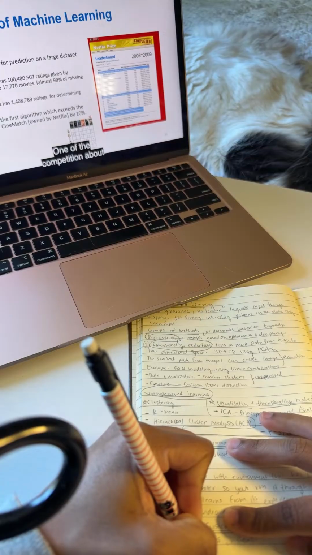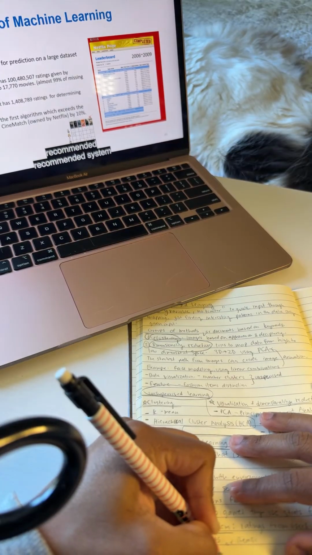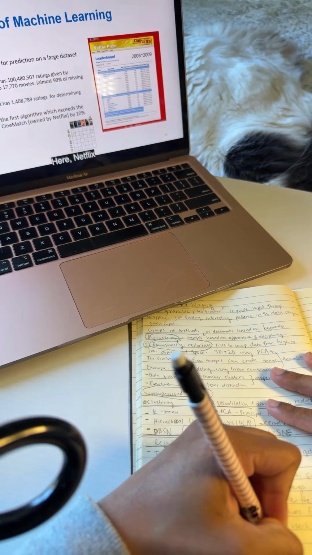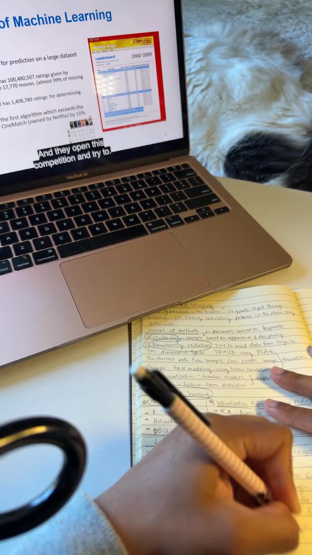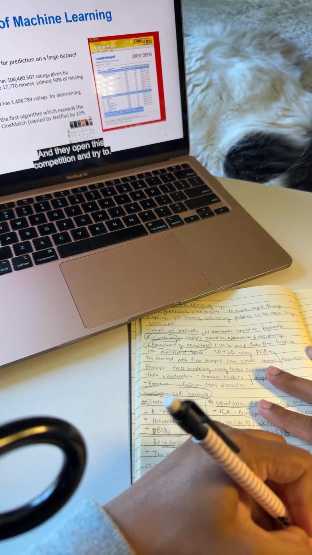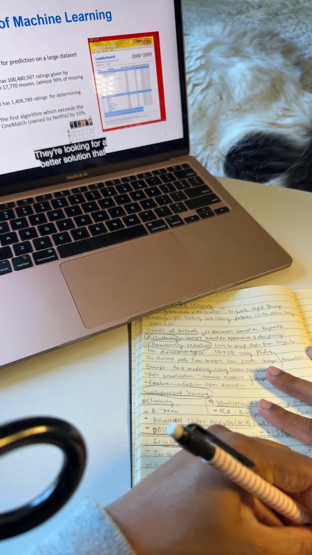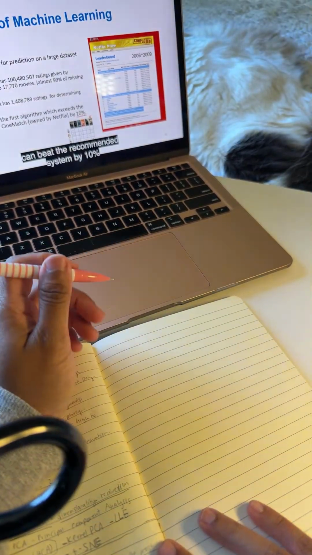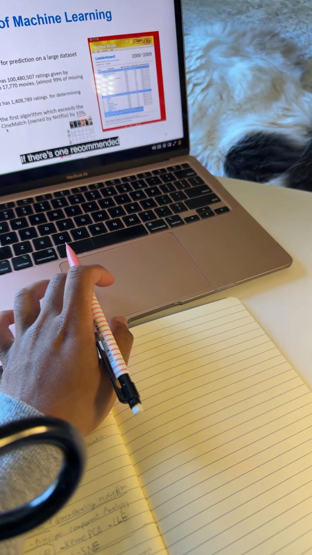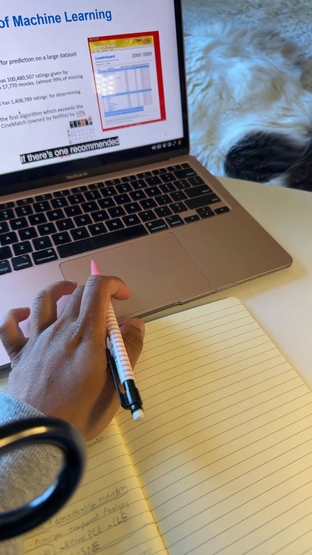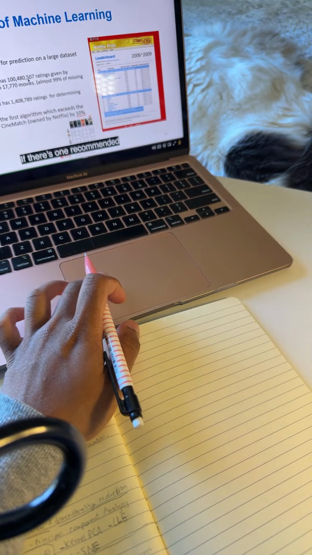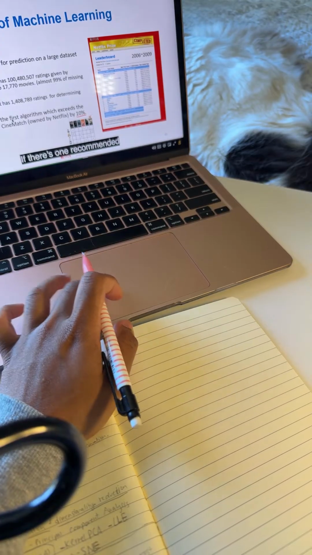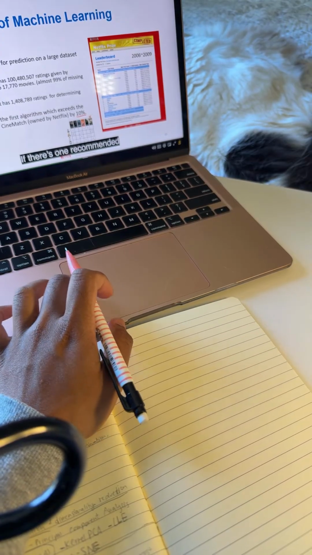One of the competitions about recommender systems is the Netflix one. Netflix has their own recommender system, and they opened this competition looking for a better solution that can beat their recommender system by 10%. There were 100 million ratings. A 1 million dollar grand prize for the first algorithm which exceeds the predicting rate.